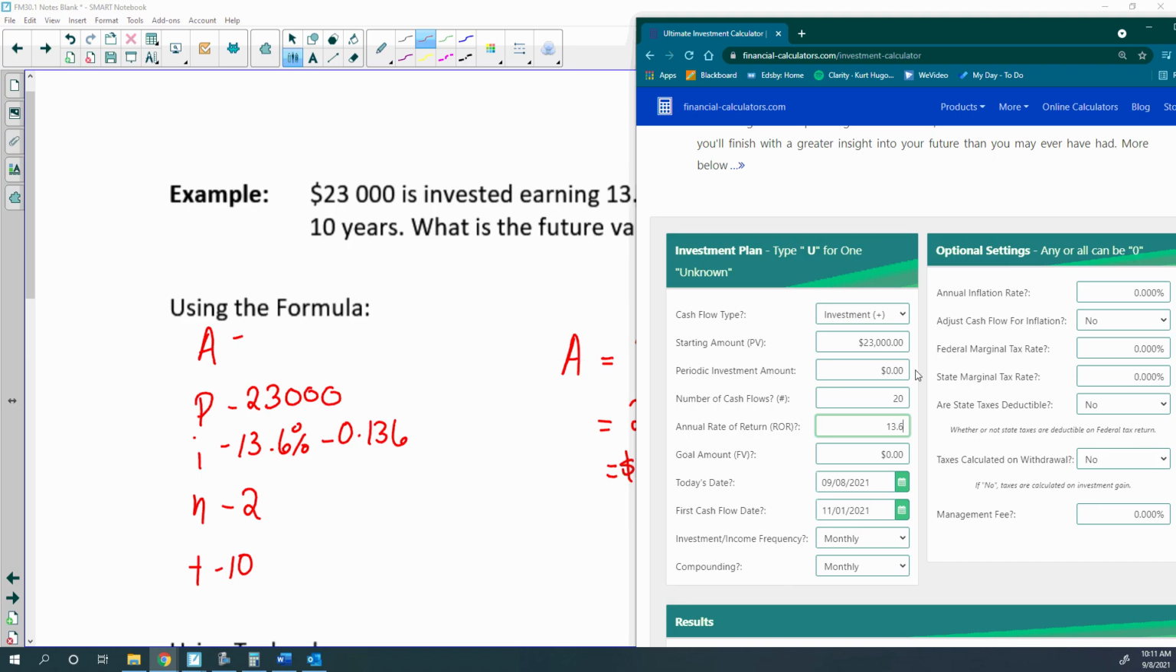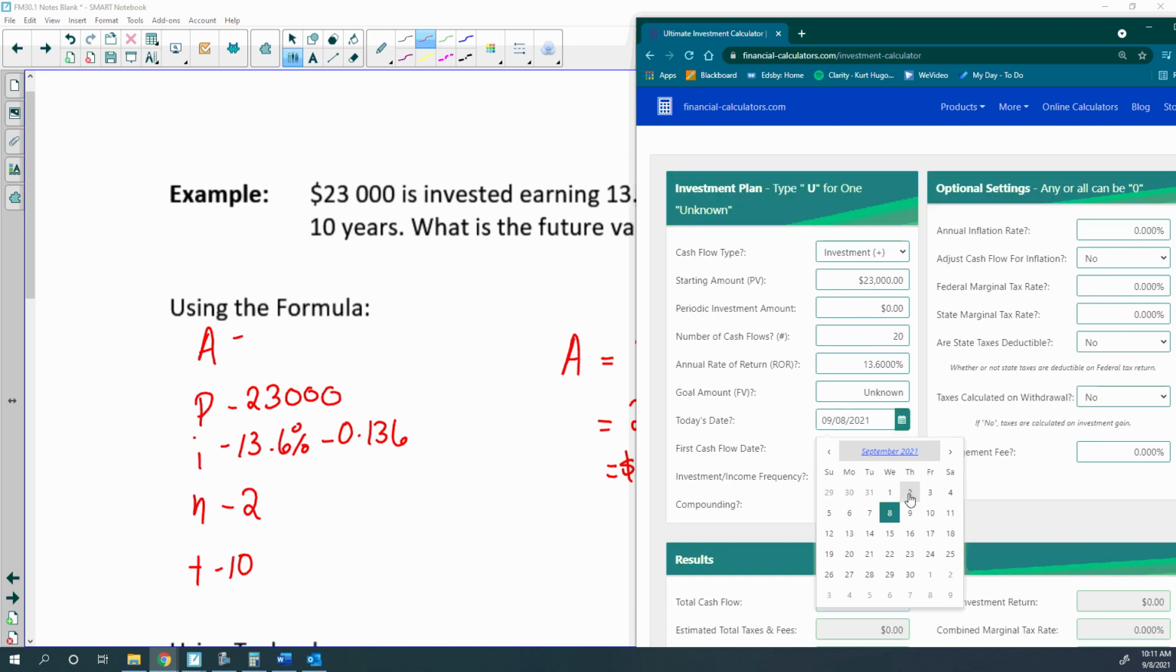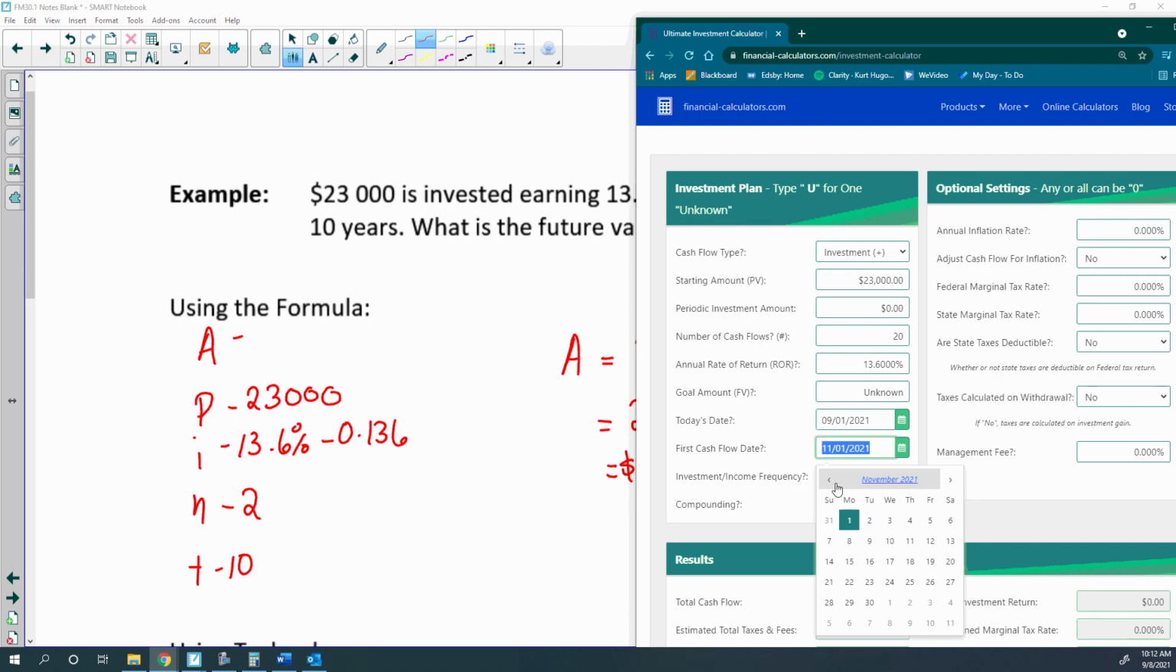The calculator does the calculations for you. Our goal amount is our unknown. And now for today's date, typically what I do is I just, whatever month it is not important, but I just make sure it's the first of the month. Makes things easier. And now for the first cash flow, so we're semi-annually, twice a year, so that means the first cash flow will be 6 months later. So I'm going to change the date to 6 months later.